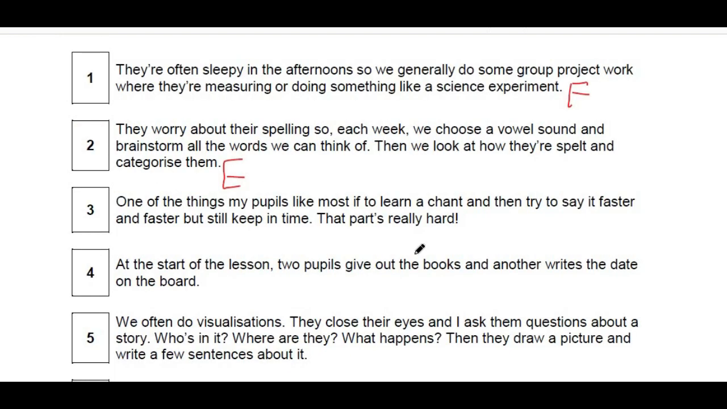Number 3, one of the things my pupils like most is, that's a mistake, it's not F, is to learn a chant and then try to say it faster and faster, but still keep in time. That part's really hard. So what's happening here is, as a whole, the class, the students, they are actually trying to have fun. So the answer to number 3 is D.